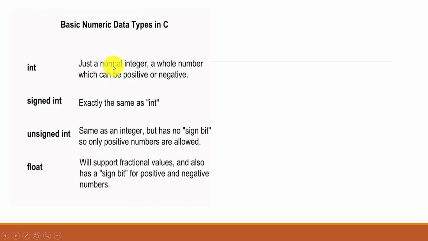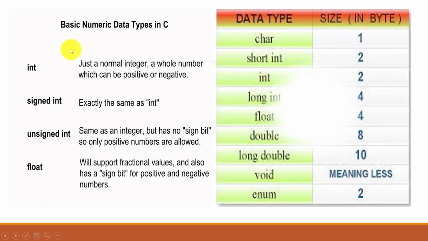So integer is the normal whole number, which can be positive or negative. Signed int can be positive or negative. Unsigned has only positive values, that is, no sign bit, so negative values are not allowed, only positive values. Now floating values support fractional values, which might be positive or negative. So these are some basic primary data types which are used in our programs.